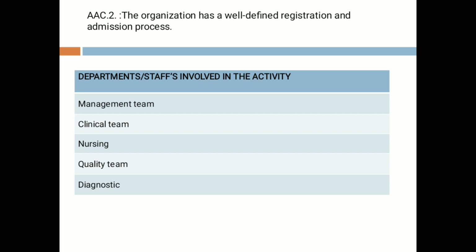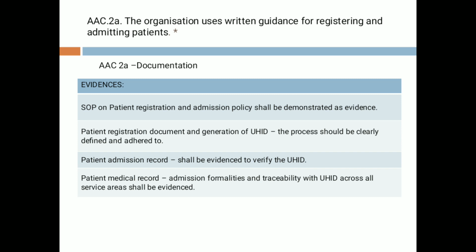Standard AAC.2. The organization has a well-defined registration and admission process. The departments involved in this activity are the management team, clinical team, nursing, quality team, diagnostic. Objective element AAC.2A speaks about the documentation. An SOP should be there on patient registration and admission policy. Then patient registration document and generation of UHID. The process should be clearly defined and adhered to.